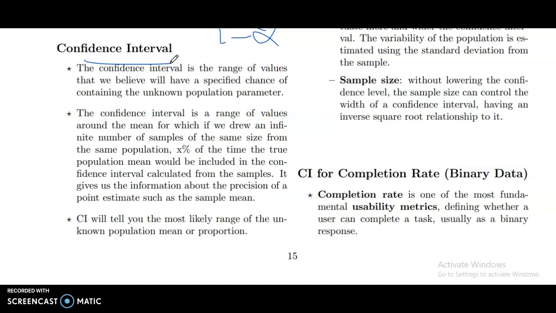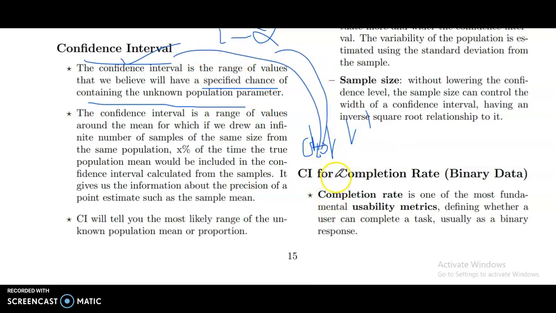The confidence interval is the range of values that we believe have a specified chance of containing the unknown population parameter.